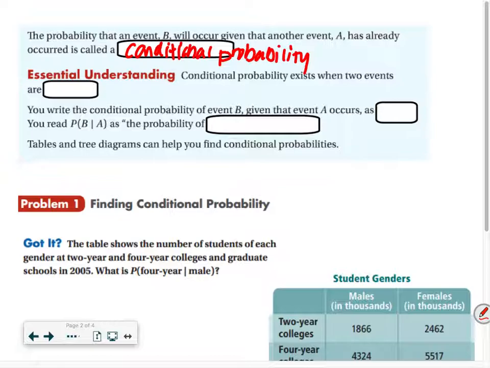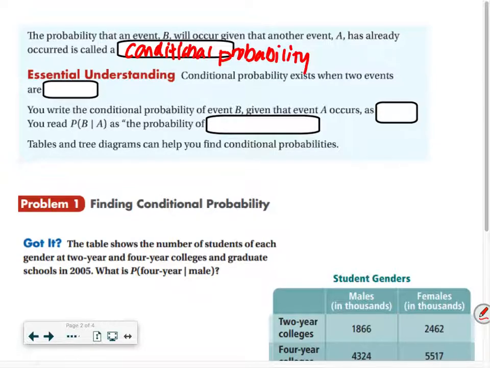Okay, so conditional probability means, like it says, I'm given a condition. So not just what's the probability of heads or tails, but what's the probability of you being a boy if you're in this class. So there's like an if part or a given part.